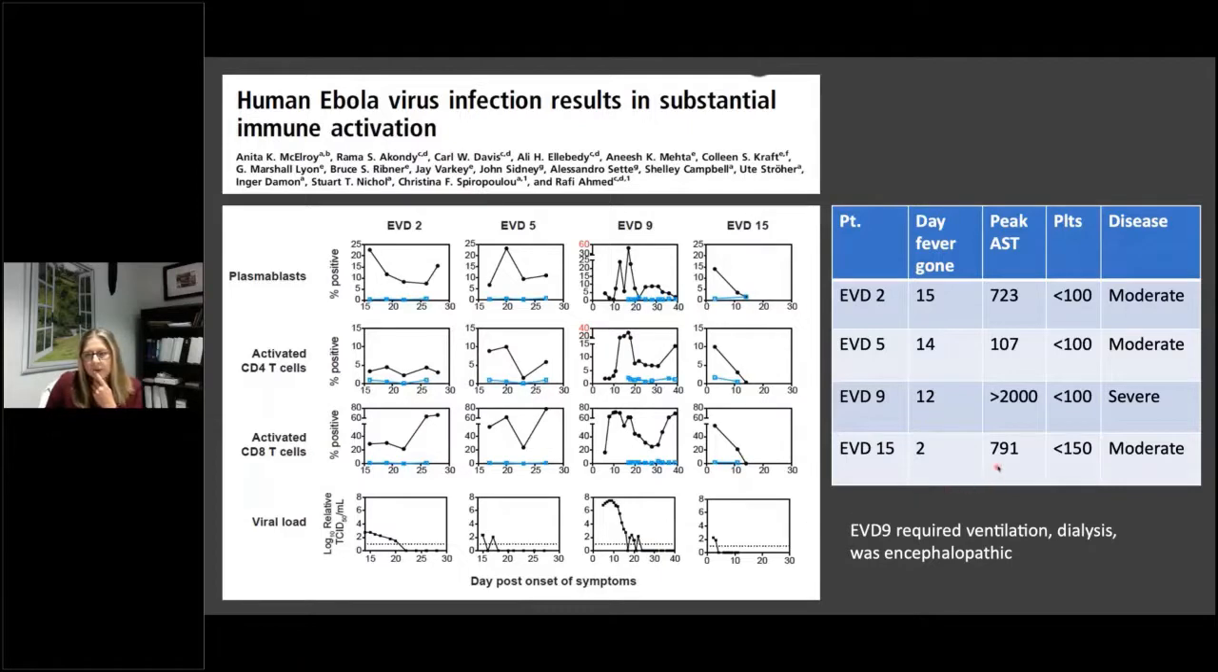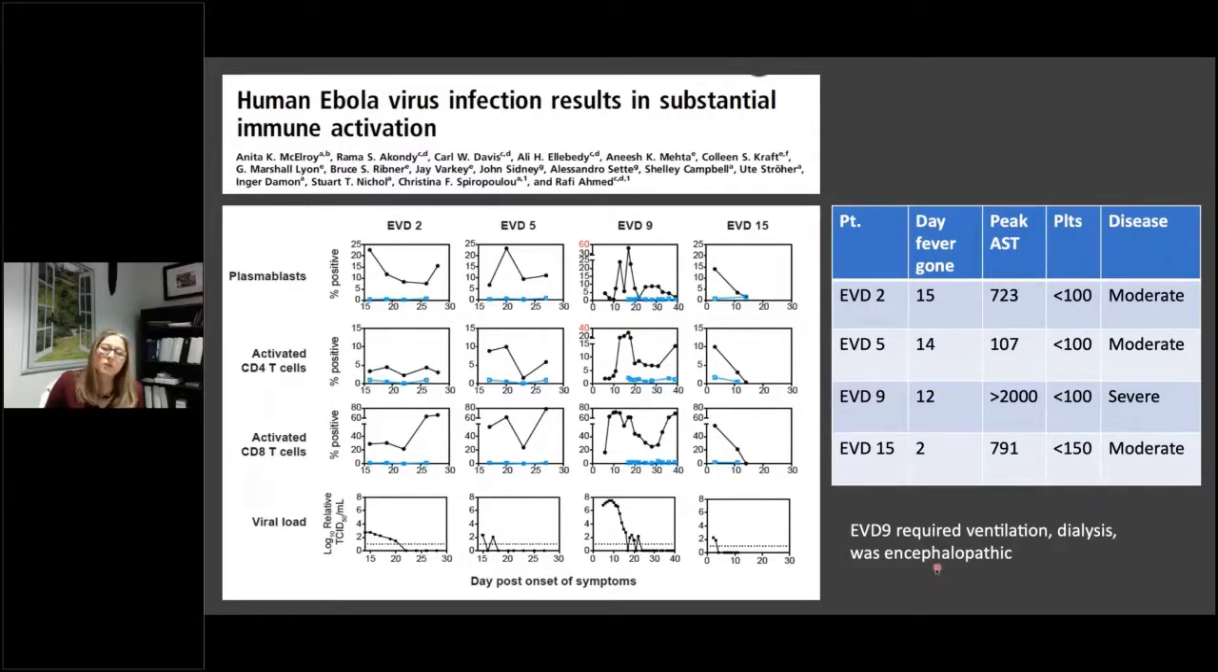I'll take you to the table here on the right because it's important to note that there were some clinical differences between these patients. So EVD 2, 5, and 15, we've categorized as having moderate disease. And we do so based upon the fact that they didn't require any extracorporeal support. They all had elevated LFTs. You can appreciate the alanine and aspartate aminotransferase levels were relatively high in all of these individuals. They all had thrombocytopenia, meaning they all had low platelets. But EVD9 not only had excessively elevated liver function tests and thrombocytopenia, but EVD9 required ventilation, dialysis, and was in fact encephalopathic.